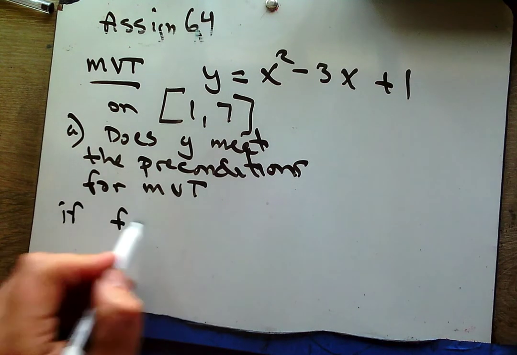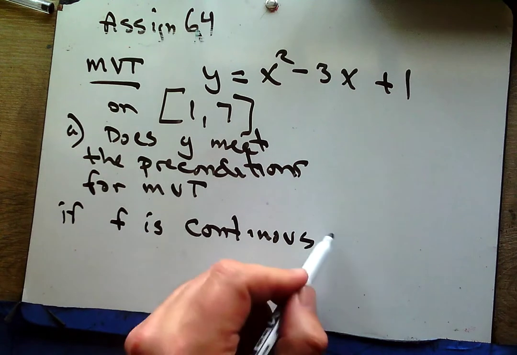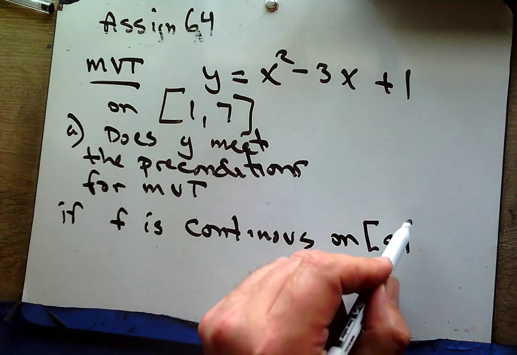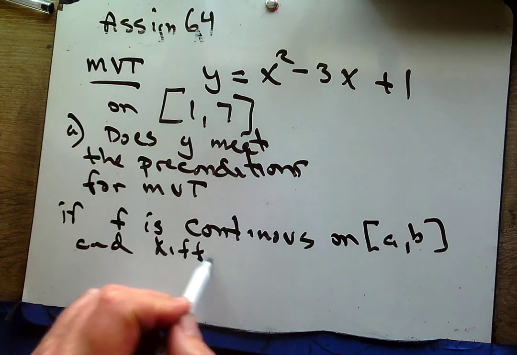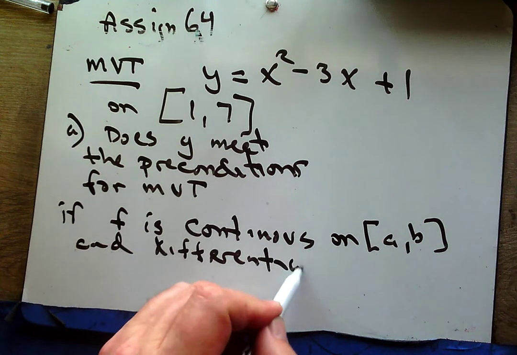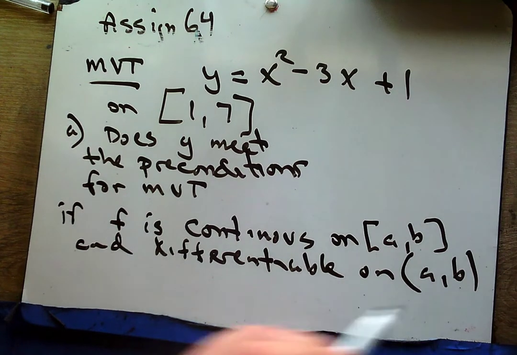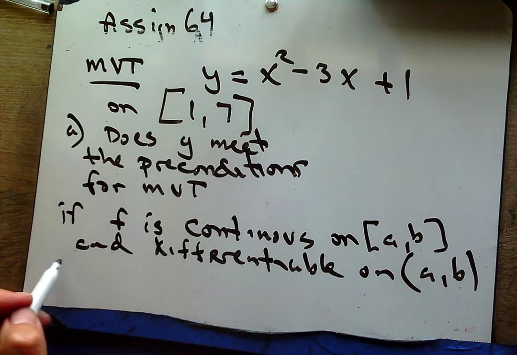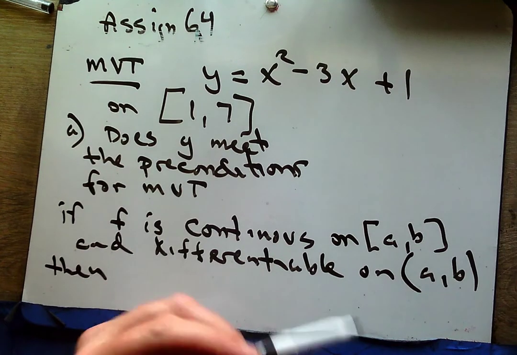If f is continuous on a to b and differentiable on a to b, not worried about the derivatives at the endpoints, then, okay, so these are my preconditions. So let's look at this.